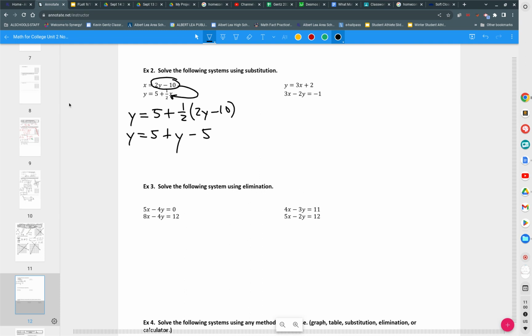Hey, what do you notice happens? It's y equals y. Yeah, the 5's cancel, and I get y is equal to y. That's an interesting equation. Do you remember when we talked on the first page? If you get something equal to itself, what does that mean? Infinite solutions. They're the same line.